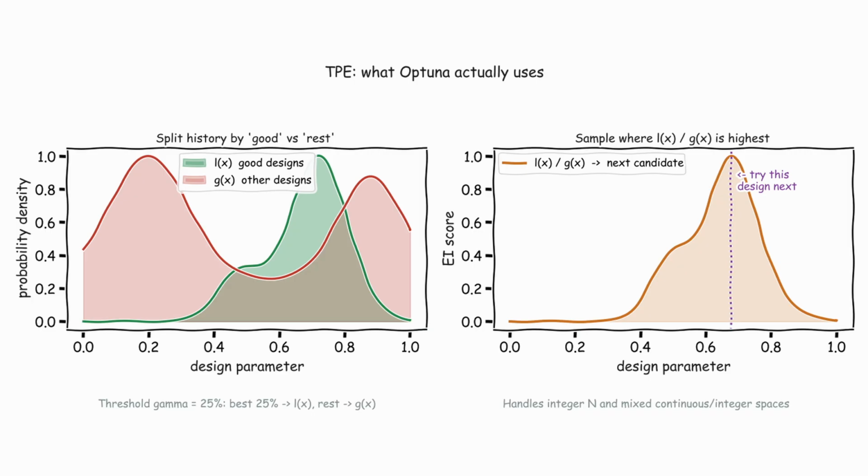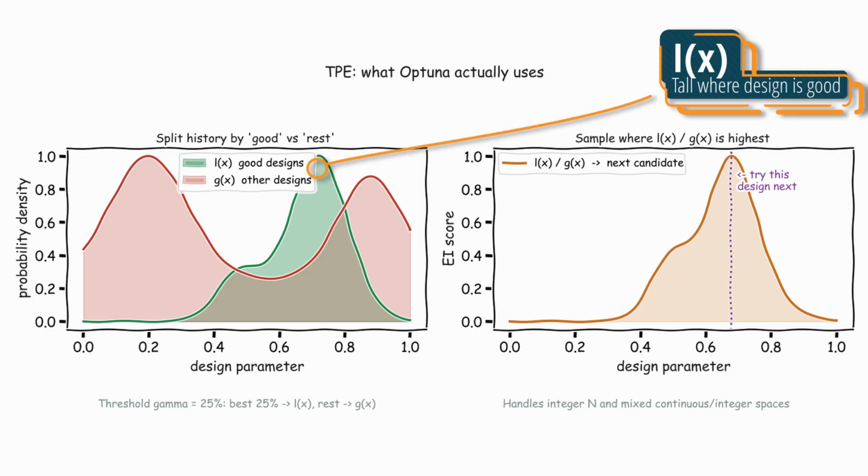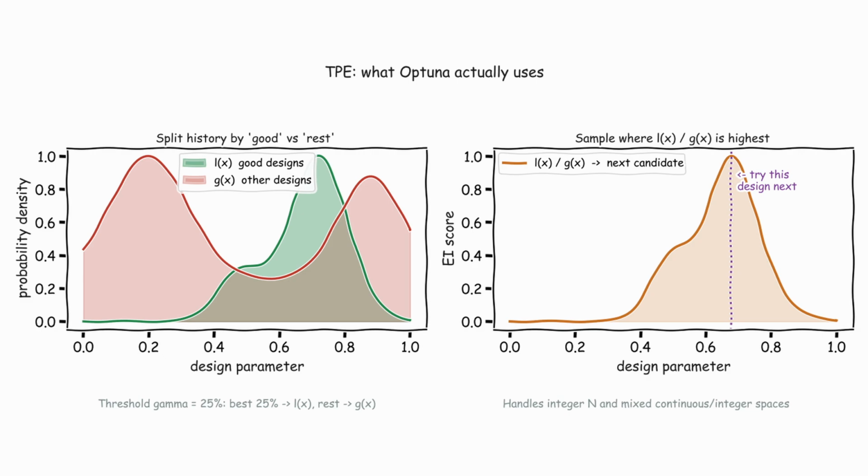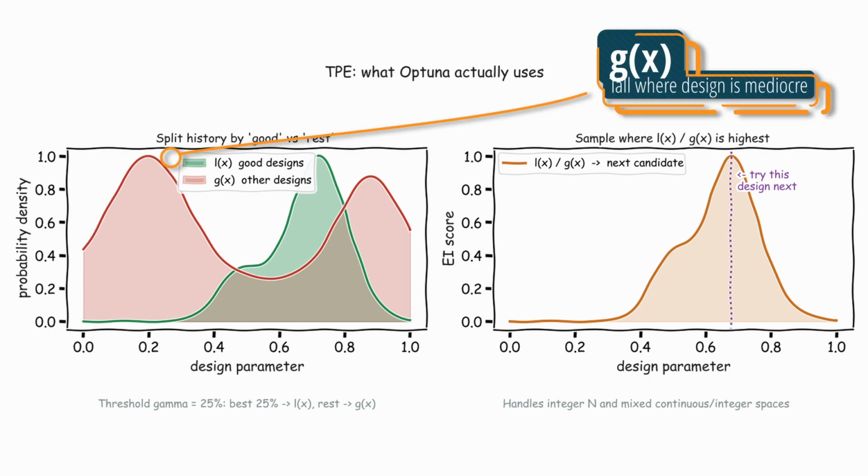Then you fit one density to each pile using that bump summing trick: l(x), the density of good designs, and g(x), the density of everything else. Here's the intuition made concrete. l(x) is tall in regions where good designs live: thin fins, many fins, etc. g(x) is tall where mediocre designs live.